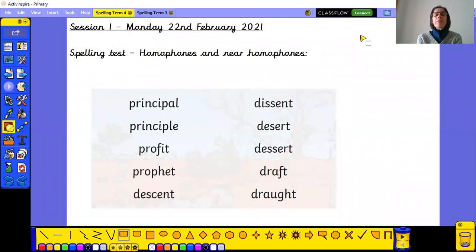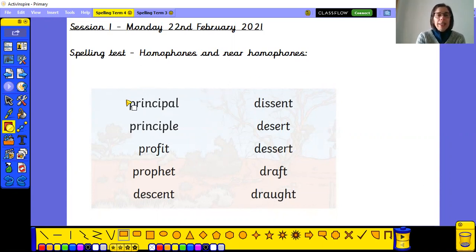So Year 5, as you would normally do in school, can you please write the date? So today is Monday, the 22nd of February, 2021. And when you're ready, can you please have a look at the words you were supposed to learn for today's spelling test? So remember, we were exploring homophones and near homophones. Homophones are words that sound the same but are spelled differently.